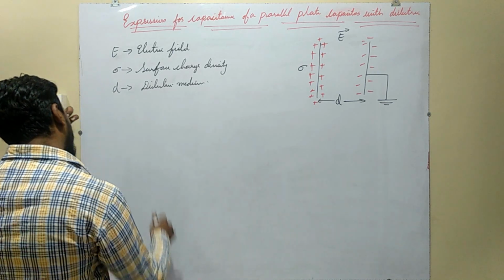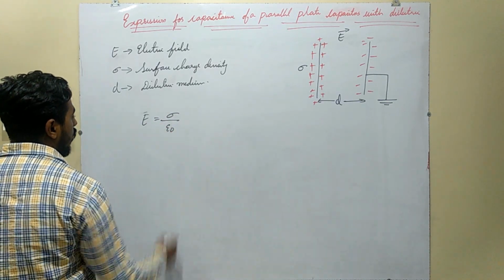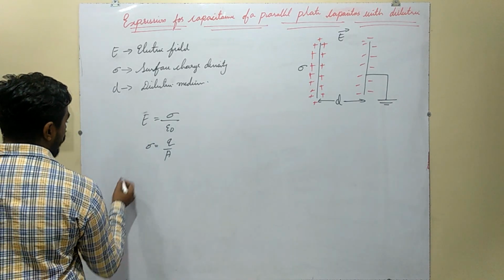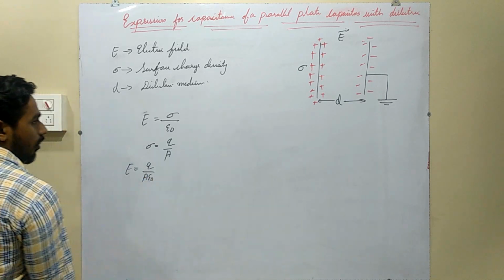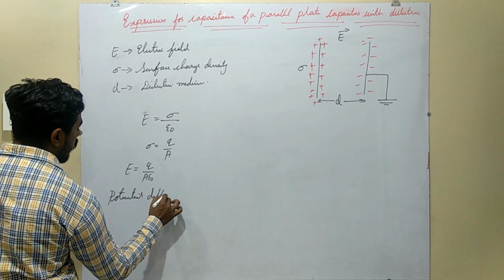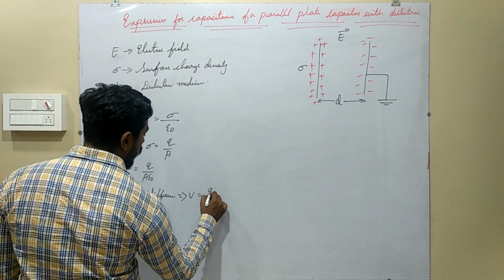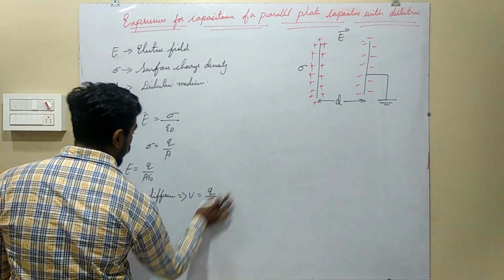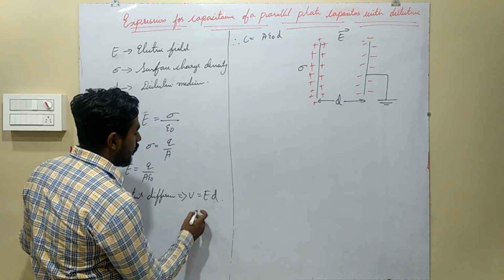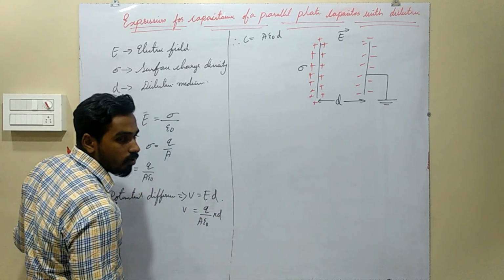Now first of all let us see the equation for electric field. Electric field E is equal to sigma by epsilon naught, and sigma can be written as Q by A, that is charge by area. When you substitute the sigma value in the previous equation, E is equal to Q by A epsilon naught. Next we have potential difference, V is equal to E into D. We have the value of E, that is Q by A epsilon naught, into D. Therefore V is equal to Q by A epsilon naught into D.